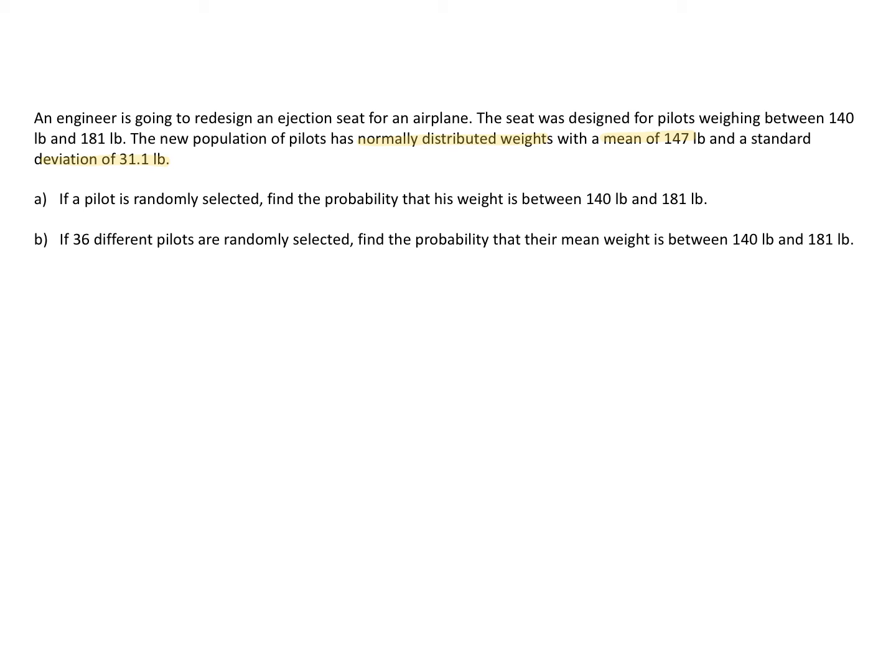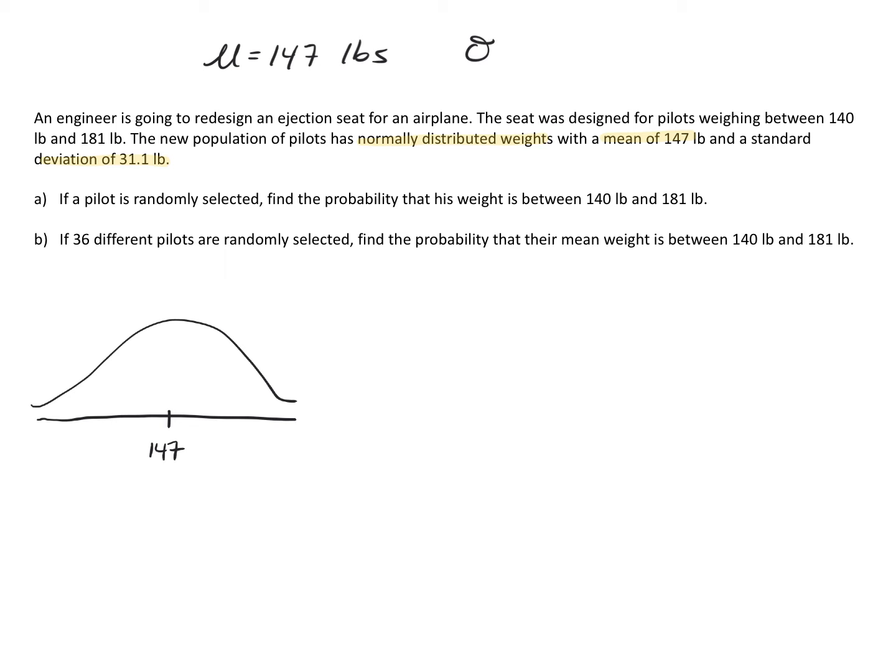Anytime that you read a problem and you're told that your data is normally distributed, immediately I want you to draw yourself a bell-shaped curve, which represents the normal distribution. At the center of the distribution is where we find the mean value. So here that's 147 pounds. And I always write this information off to the side somewhere. So mu is 147 pounds, and sigma, which is the population standard deviation, is 31.1 pounds.